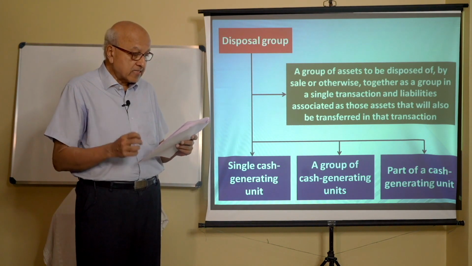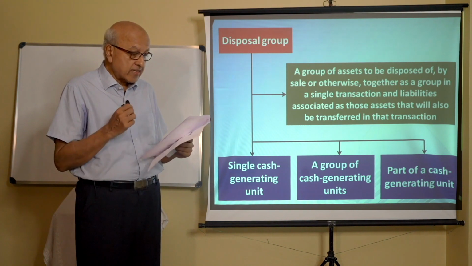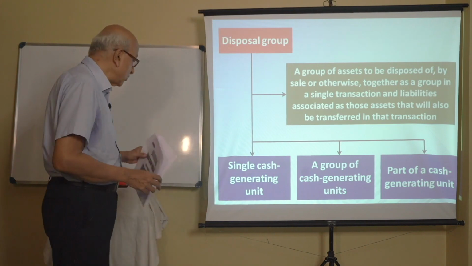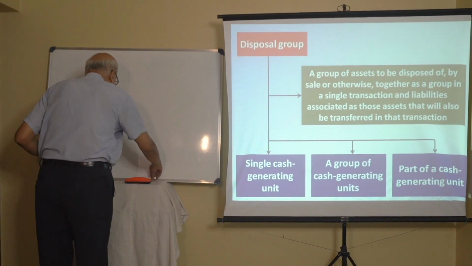Now, a disposal group can be what? A single cash generating unit, a group of cash generating units, or part of a cash generating unit. Now we need to know what is a cash generating unit.